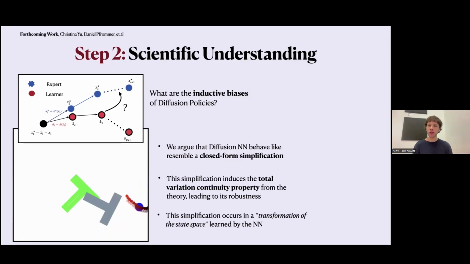And finally, we show that this property, this inductive bias, doesn't occur naively, but occurs in a certain transformation of the state space that the neural network learns, so that it's adapting it to the data at hand in a way that's rather clever and somewhat unexpected.